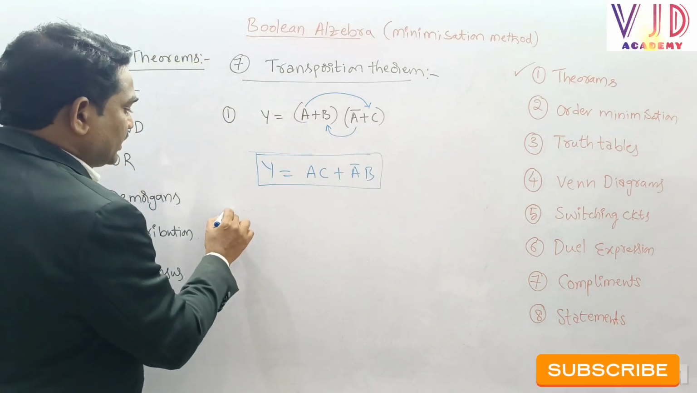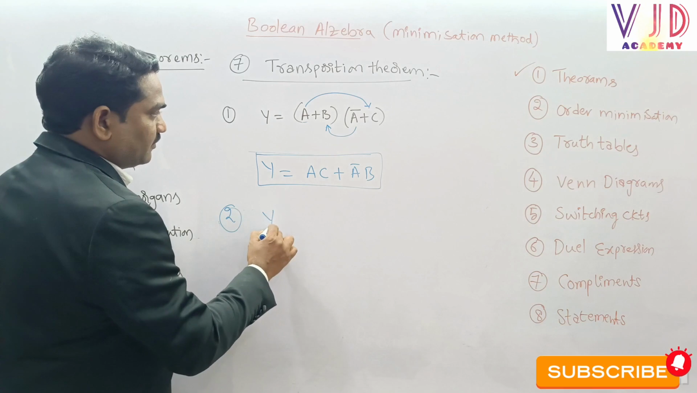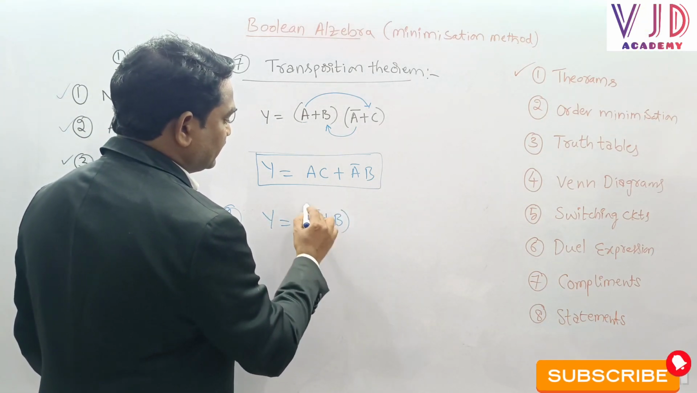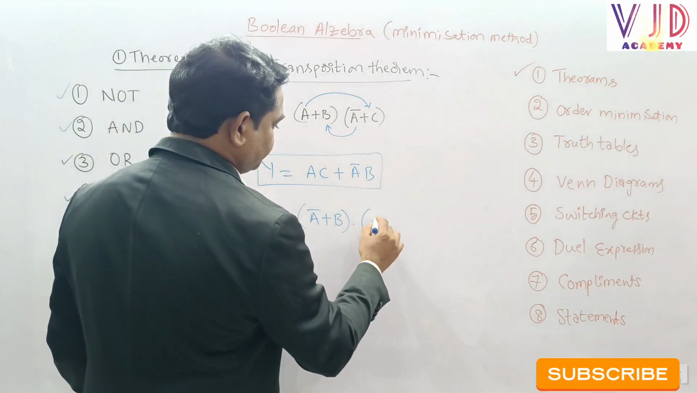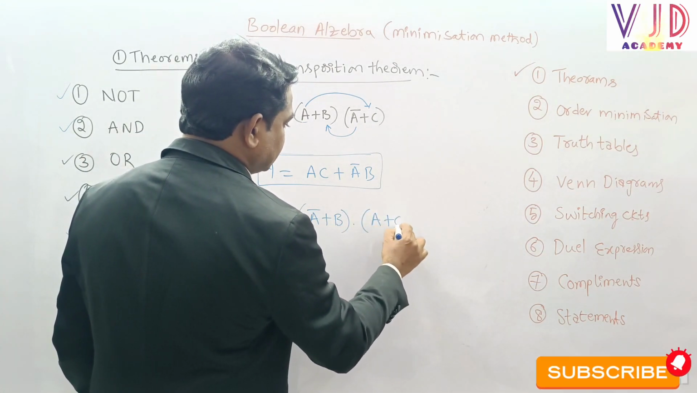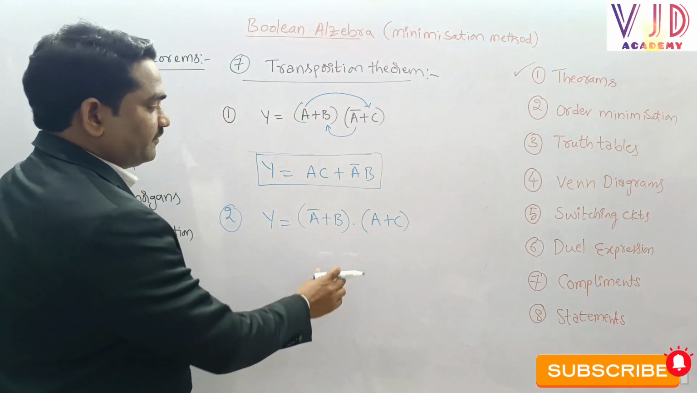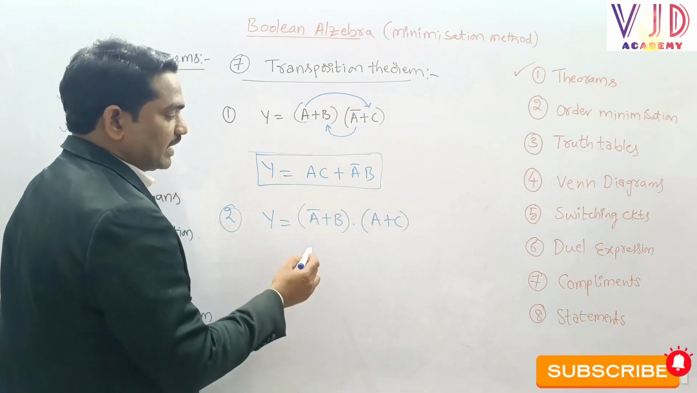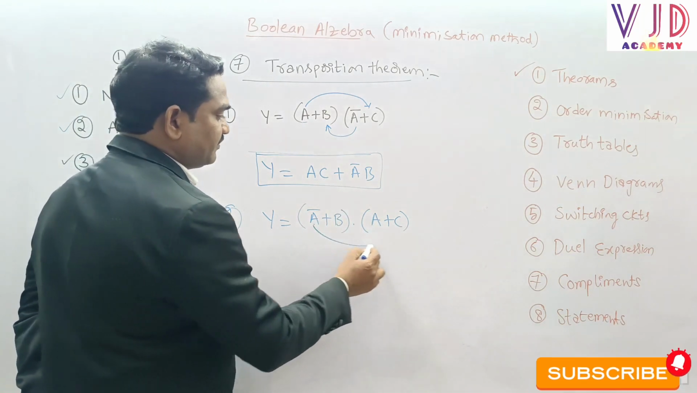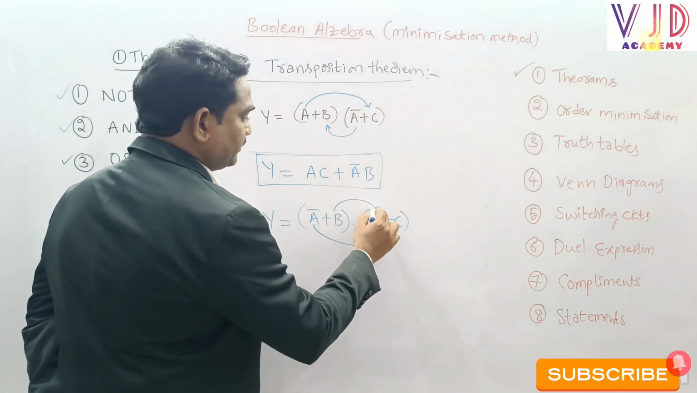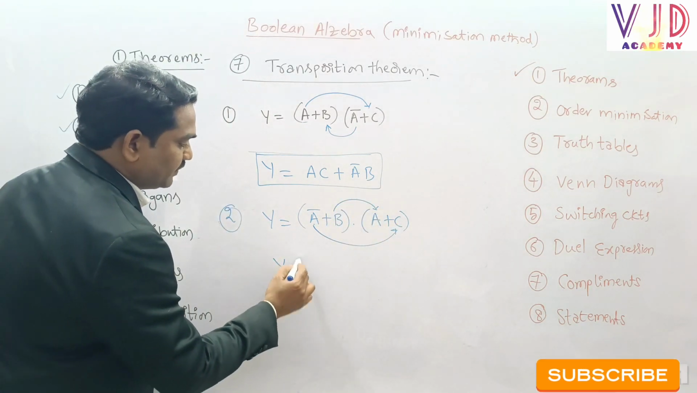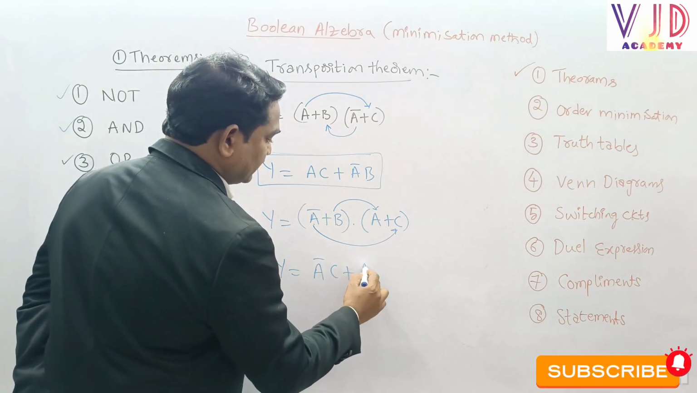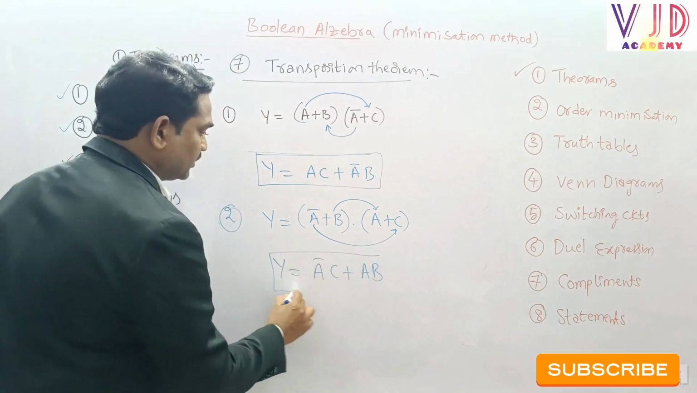And now let me take one more example. Y equal to A bar plus B, and now into here A plus C. Sir, here we have 2 terms. The common term is A bar and then A. So what will happen, sir? We just need to multiply A bar with C, and then A with B. So now the logical expression will become Y equal to A bar C plus A into B. This is the logical expression.